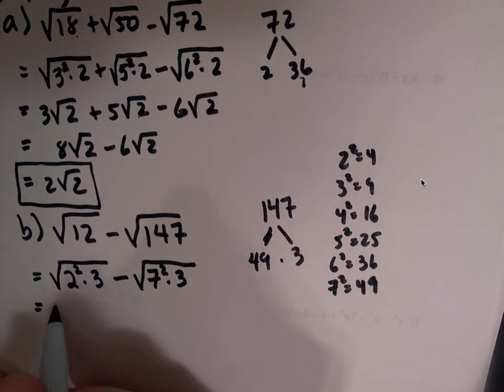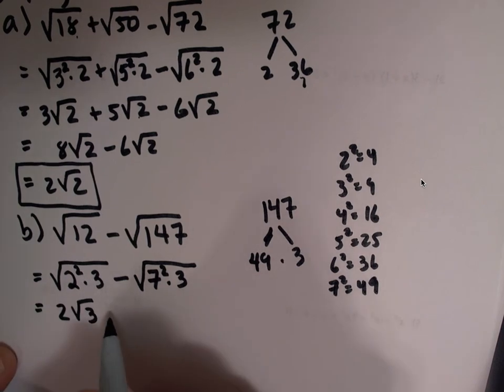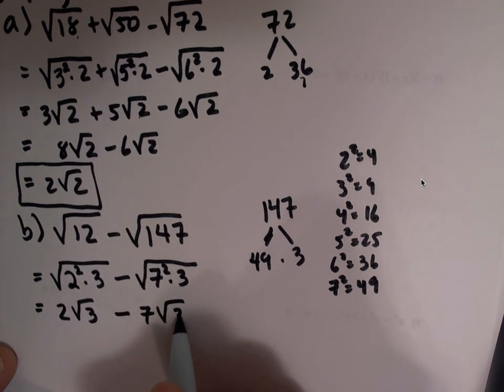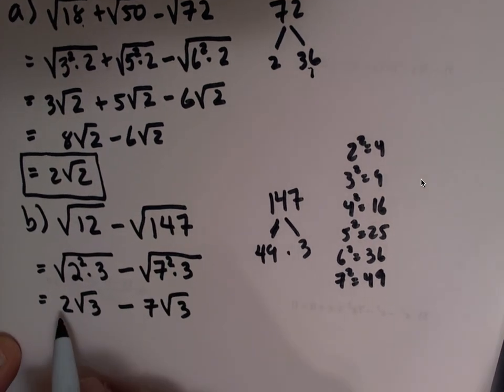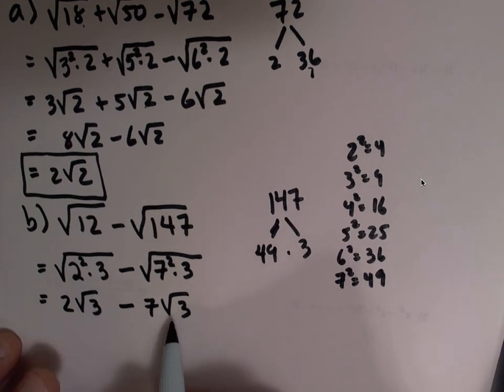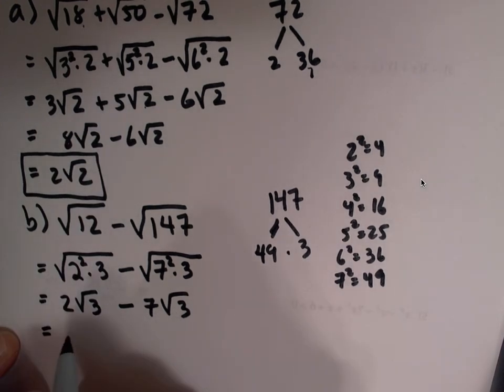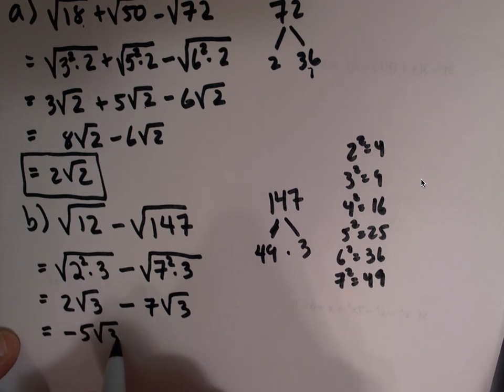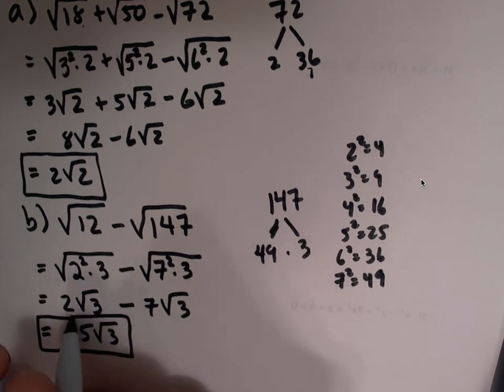So we can break this up into 7 squared, which is 49, and 3 is our leftover. So we are going to get 2 root 3 minus 7 root 3. Now I have like radicals, 2 root 3s minus 7 root 3s. I have 2. I take away 7 of them. I am left with negative 5 root 3. And that is my simplified result.